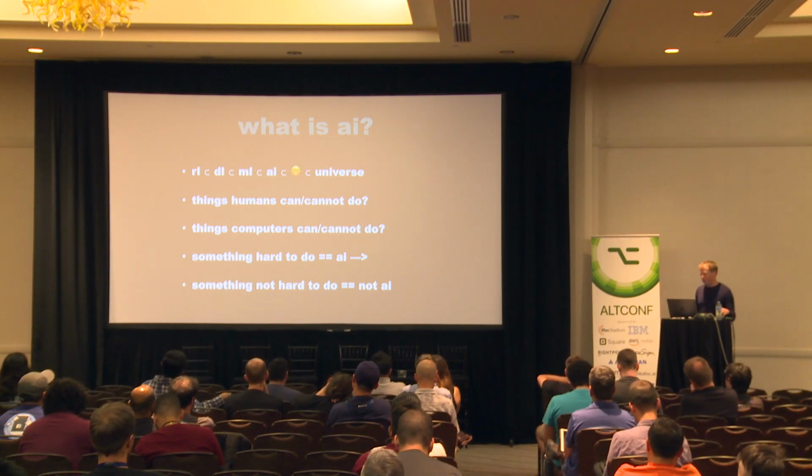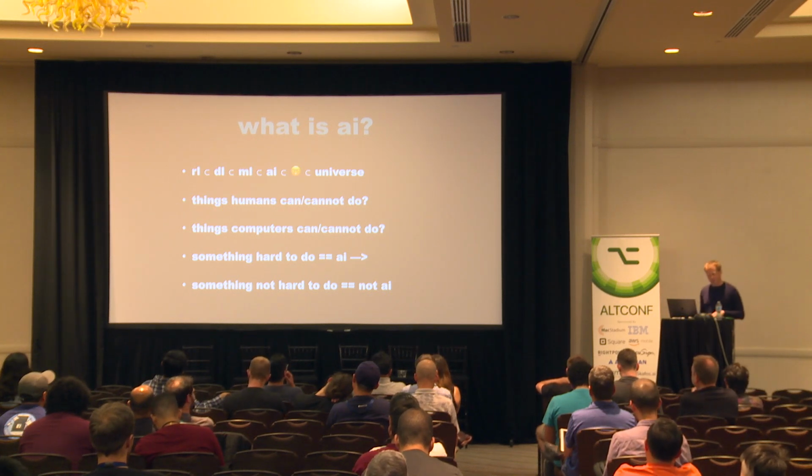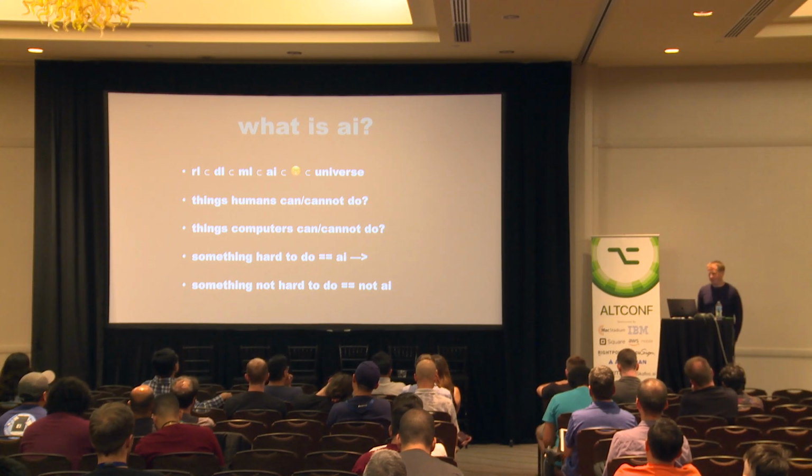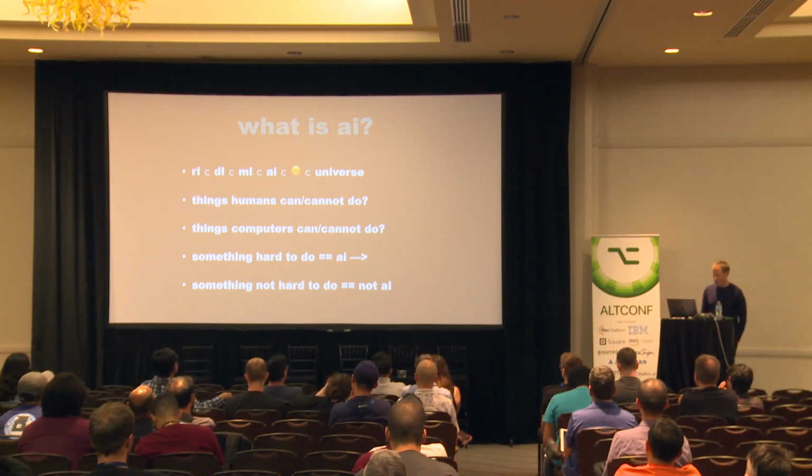So next, let me ask you the question, what is AI? At one point in time, computer scientists got tired of this question, so they said that reinforcement learning is a subset of deep learning, is a subset of machine learning, is a subset of AI, is a subset of things computers can do, which is a subset of the universe, thus solving the problem once and for all.